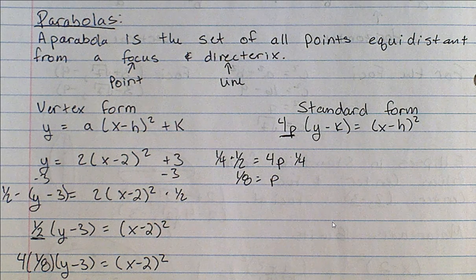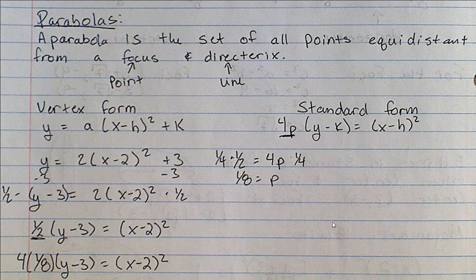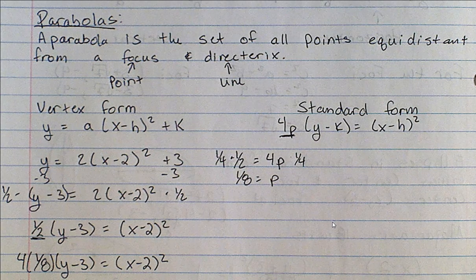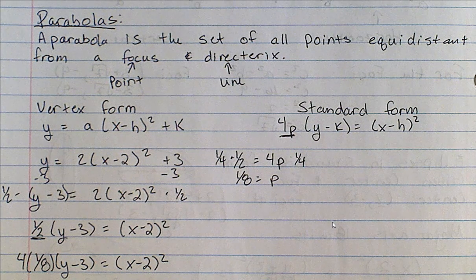So if I'm going 1/8 up from (2, 3), what's 1/8 above 3? 3 and 1/8. Okay. So the focus is at, is it 2? Yeah, it's 2, 3 and 1/8. Where'd you get the 2 from? It's the x-coordinate right there. Since this is (2, 3), you're not going left or right, you're just going up. So the x-coordinate remains constant. And then if you go 1/8 down, it's 1/8 less than 3, 2 and 7/8. So the directrix is this horizontal line that goes through 2 and 7/8.